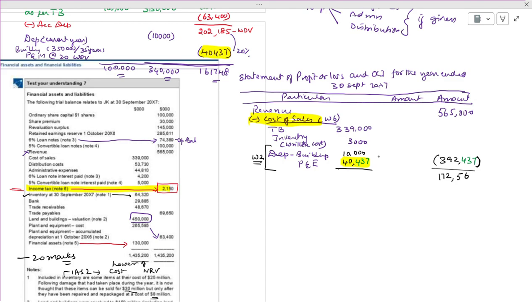172,563. Okay, I wrote it 585. It's 565. Yes. 392,437. 172,563. This is gross profit. Okay, we have done this too.